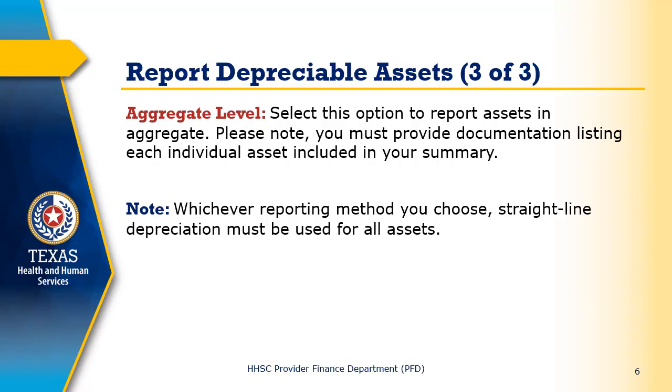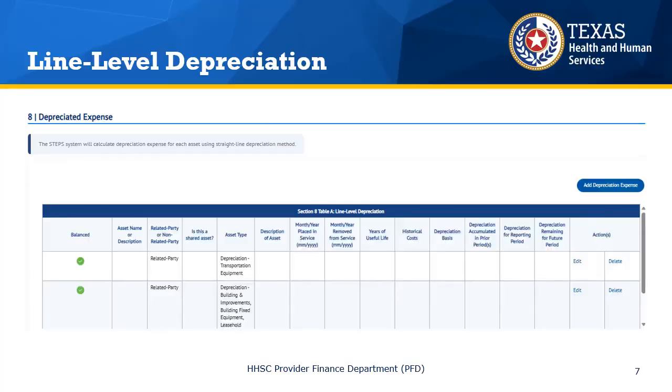It is important to note that regardless of the chosen reporting method, straight-line or aggregate depreciation must be consistently applied to all assets. This slide demonstrates the screen view with a line-level depreciation in Section 8 of the 24 RCC cost report.